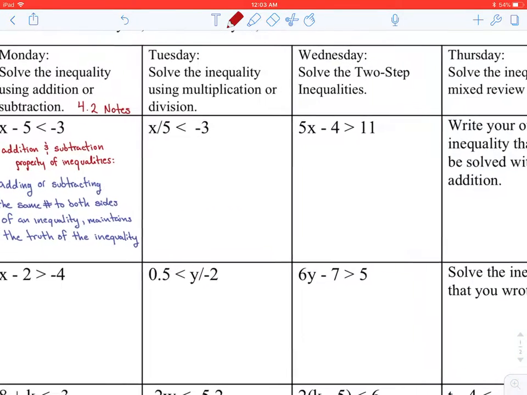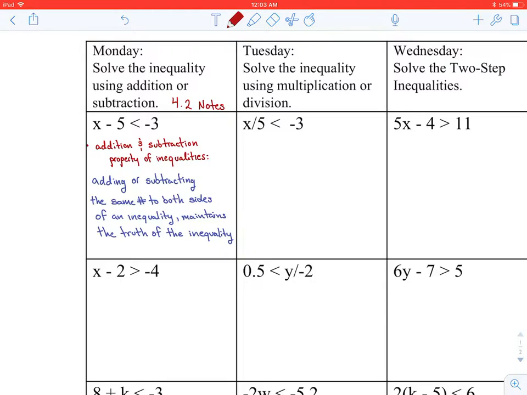So for solving inequalities using addition or subtraction, we need to be aware of two properties that are referred to as the addition and subtraction property of inequalities. So this is a fancy way of saying that adding or subtracting the same number to both sides of an inequality maintains the truth of the inequality. So that means that adding or subtracting any number, as long as it's the same number, to both sides of an inequality, then the comparison symbol is going to remain the same because the truth of the inequality is going to remain the same. So let me give you a quick example of what that means.